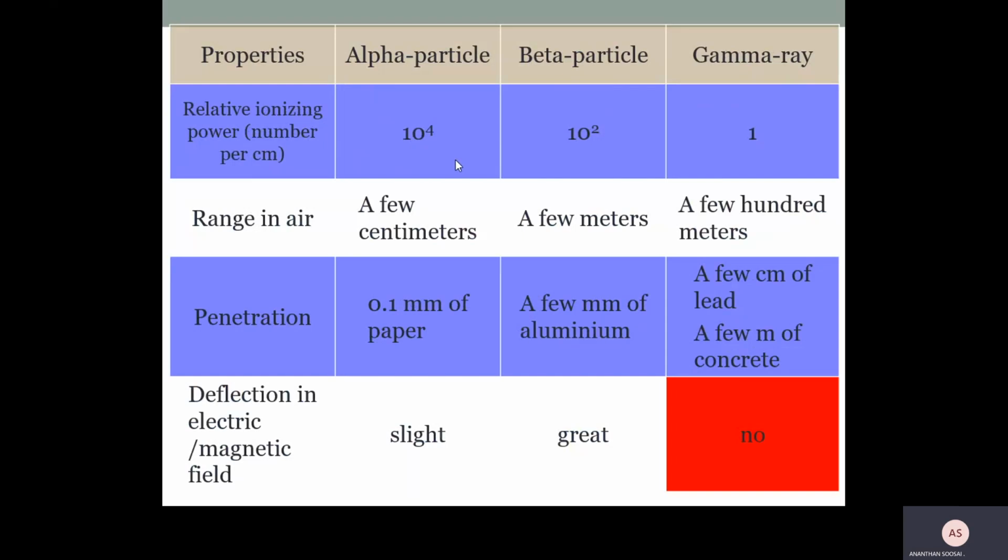So the good news is alpha is very ionizing, but what is the good news? Its range is short, only a few centimeters, less than 10 centimeters. If you have a source of alpha radiation here, further than 10 centimeters, you are safe. Or you put a piece of paper to block it, it stops.